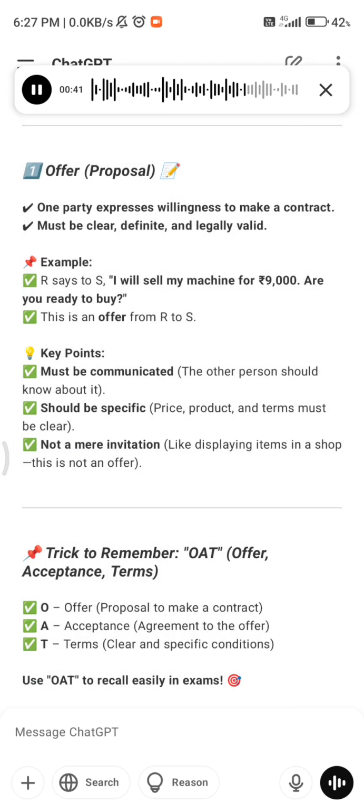Trick to remember. OAT. O, Offer: proposal to make a contract. A, Acceptance: agreement to the offer. T, Terms: clear and specific conditions. Use OAT to recall easily in exams.